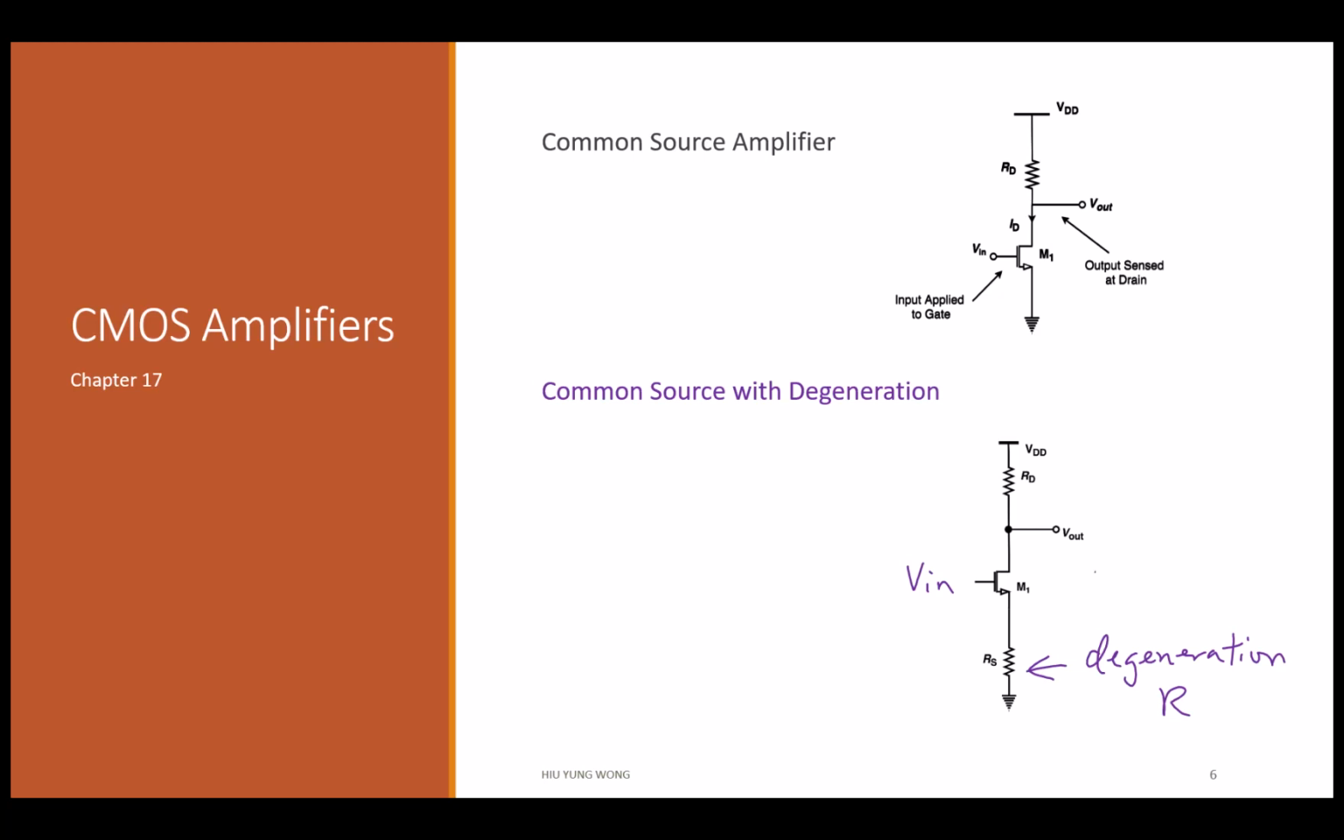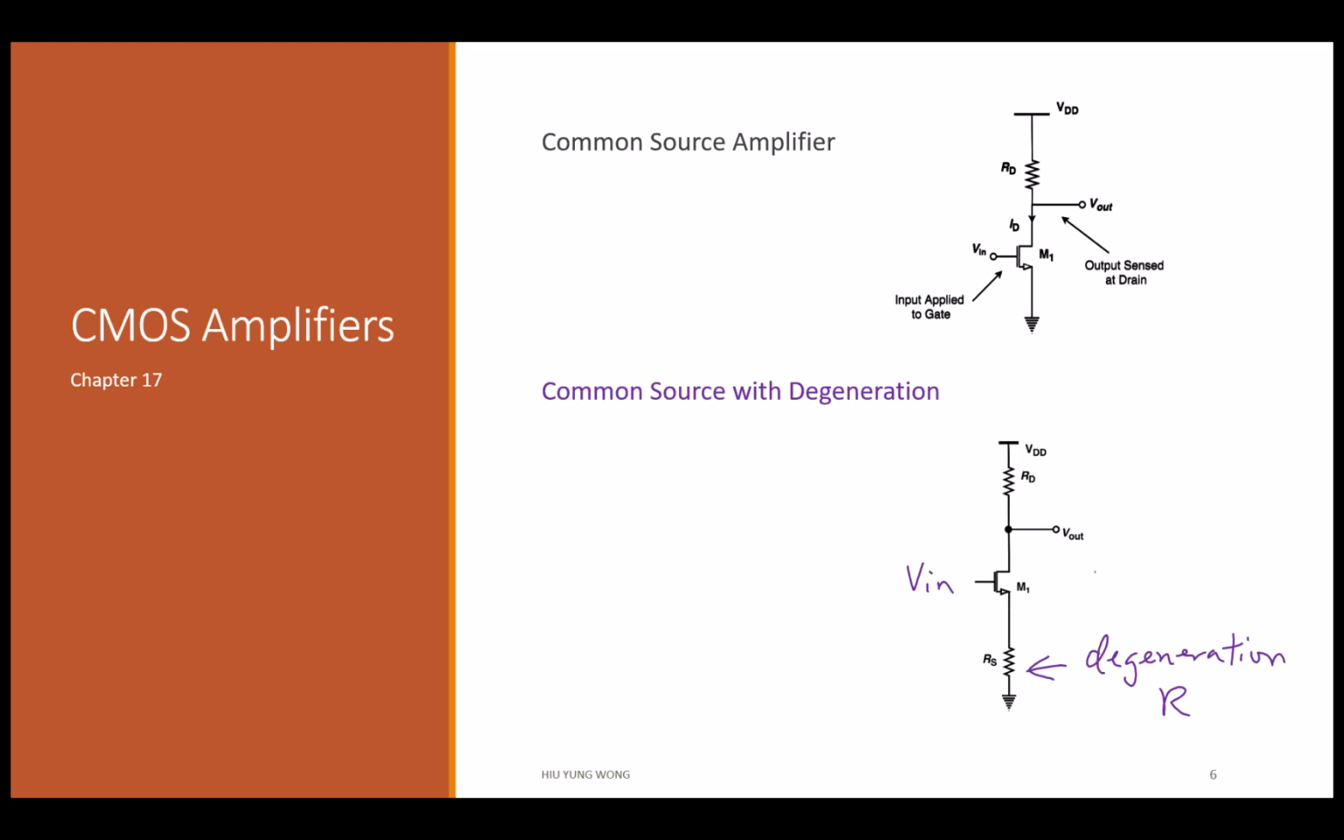So it is still common source, right? I did not say clearly this is V in and this is V out. Input is still at the gate. Output is still at the drain. The source is still common to each other because I don't have any signal. In principle, this will change actually. But because it's derived from common source, we call this common source with degeneration, by inserting a so-called degeneration resistor to it, which is RS.